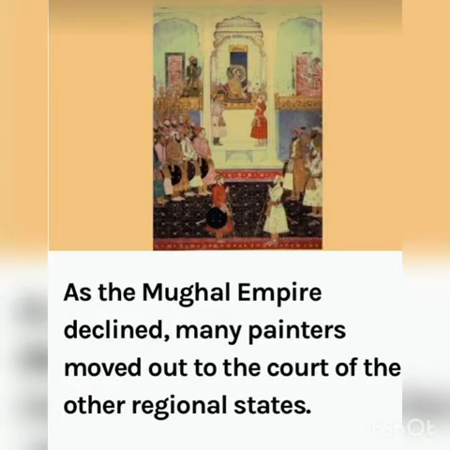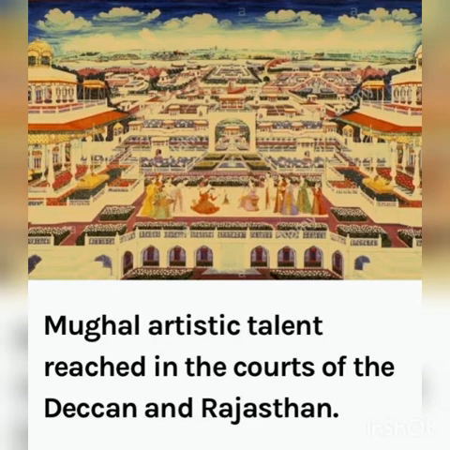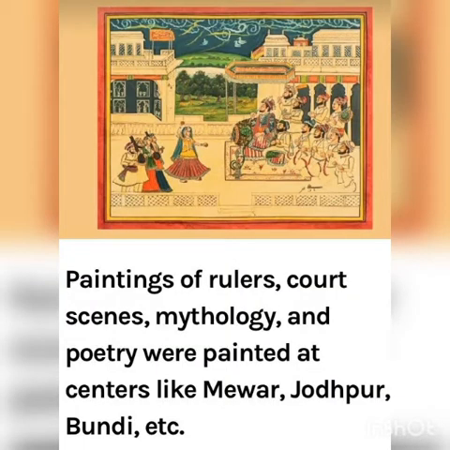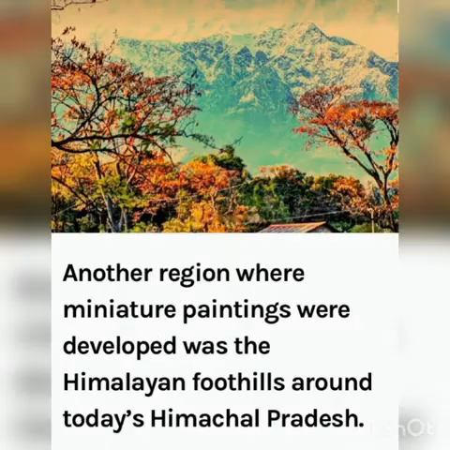As the Mughal Empire declined, many painters moved to the courts of other regional states. Mughal artistic talent reached the courts of the Deccan and Rajasthan. Paintings of rulers, court scenes, mythology, and poetry were painted at centers like Mewar, Jodhpur, Bundi, etc. Another region where miniature paintings were developed was the Himalayan foothills around today's Himachal Pradesh.